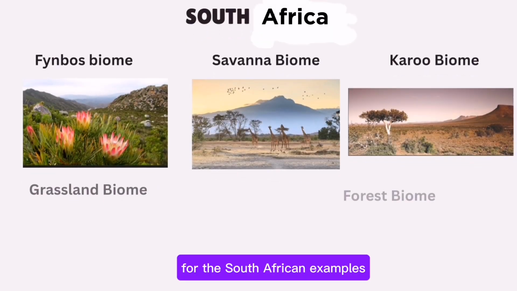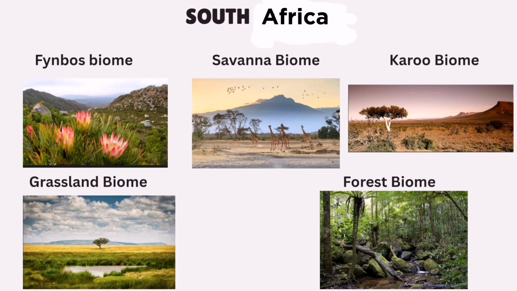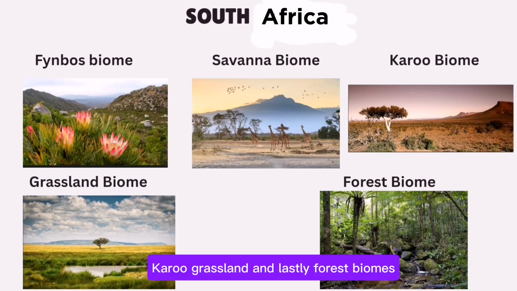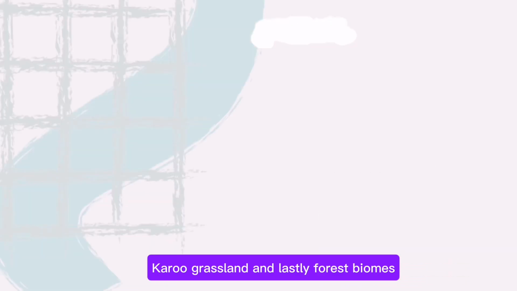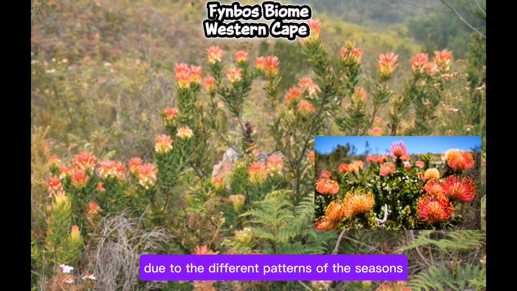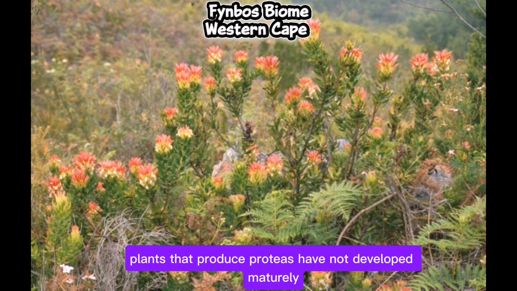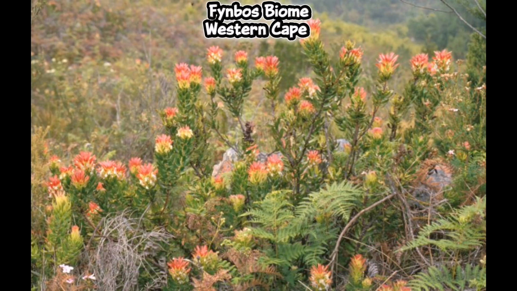For the South African examples, we will look deeply into the fynbos, savanna, karoo, grassland, and lastly forest biomes. Fynbos biomes, which are located in the Western Cape, have different patterns of seasons, and plants such as proteas have not developed maturely.